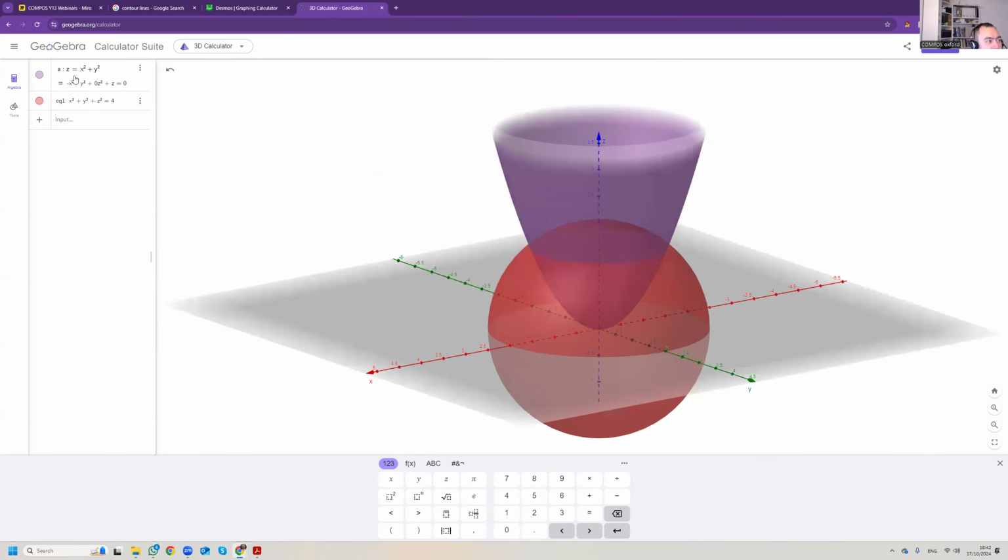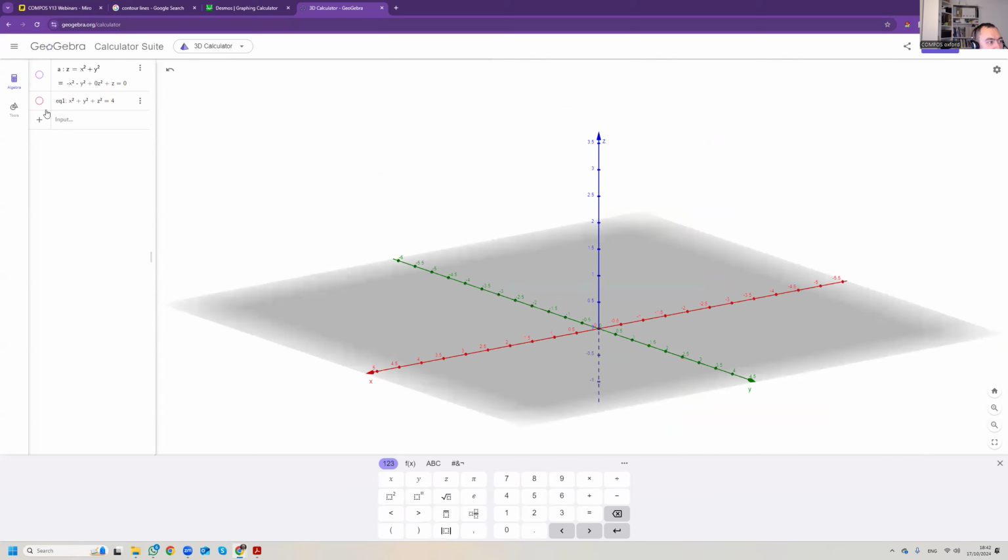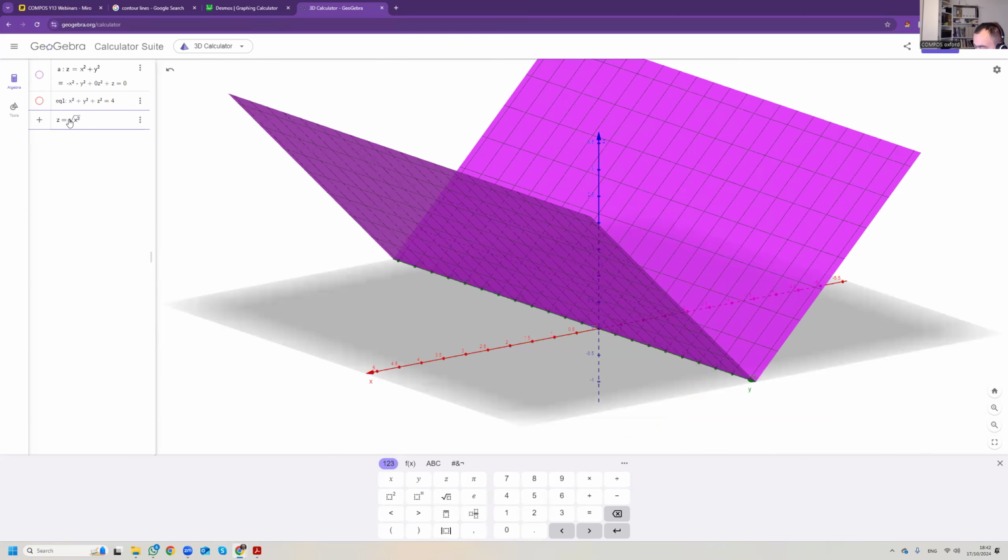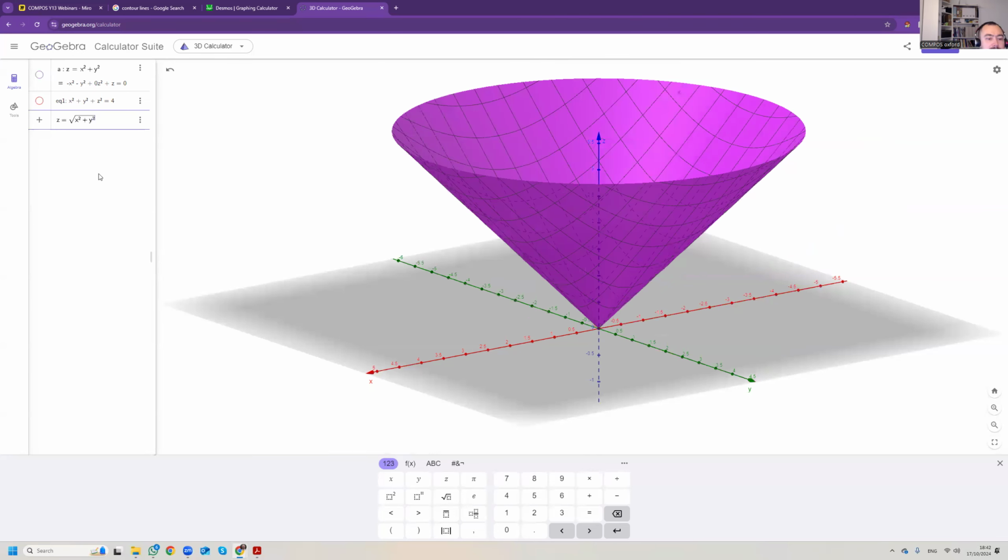Oh, that's not what I wanted. Z equals the square root of x squared plus y squared.